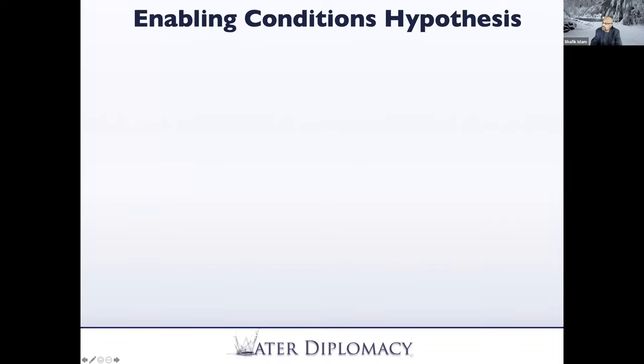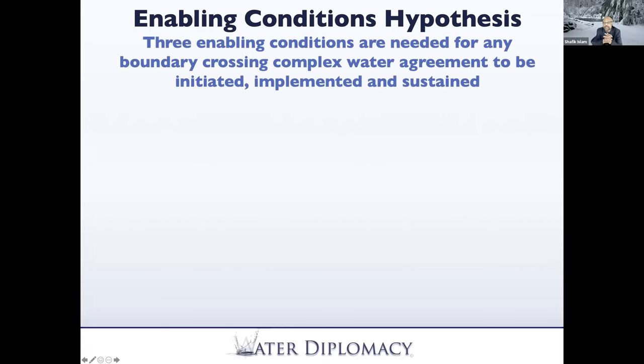So my immediate conclusion could be that oxygen causes fire. Then that has to be questioned and refined over time. So let's go with this enabling. So what we are saying here is that we need three enabling conditions. And I was careful really not to use this idea of necessary and sufficient anymore. So three enabling conditions are needed for any boundary crossing complex water agreement to be initiated, implemented, and sustained.